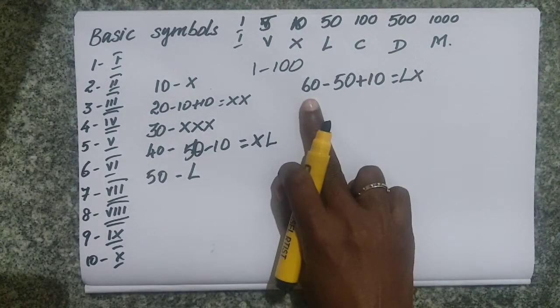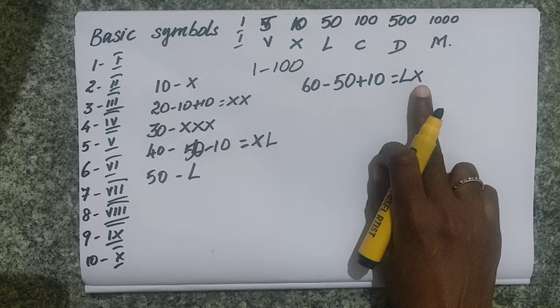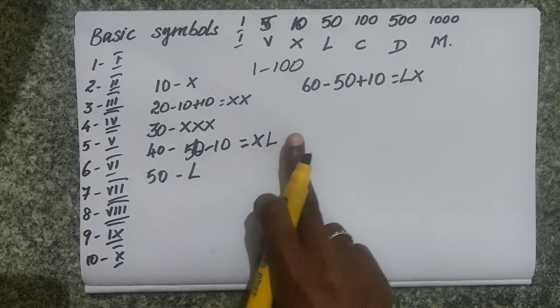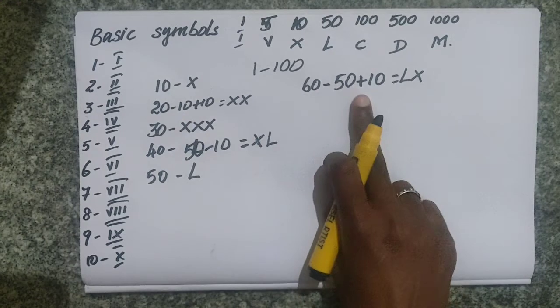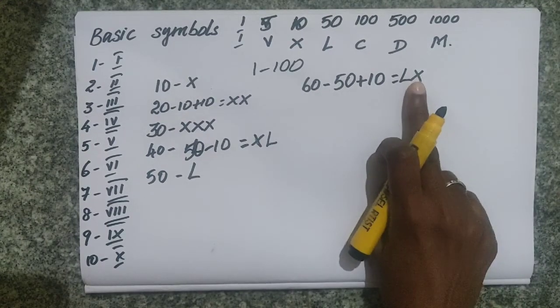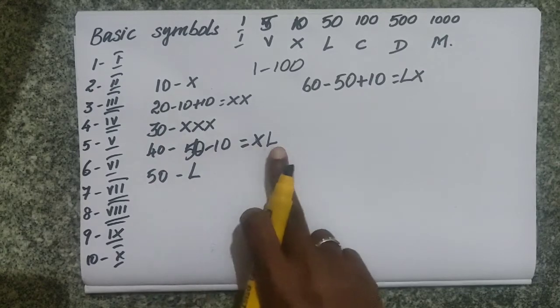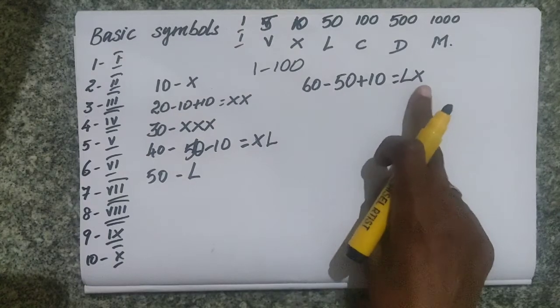So remember, for 60 the X is on the right side, but for 40 the X is on the left side. Both have only L and X, but since 60 is addition, the X is on the right side of L, and 40 is subtraction, so the X is on the left side. Okay, so you keep that in mind.